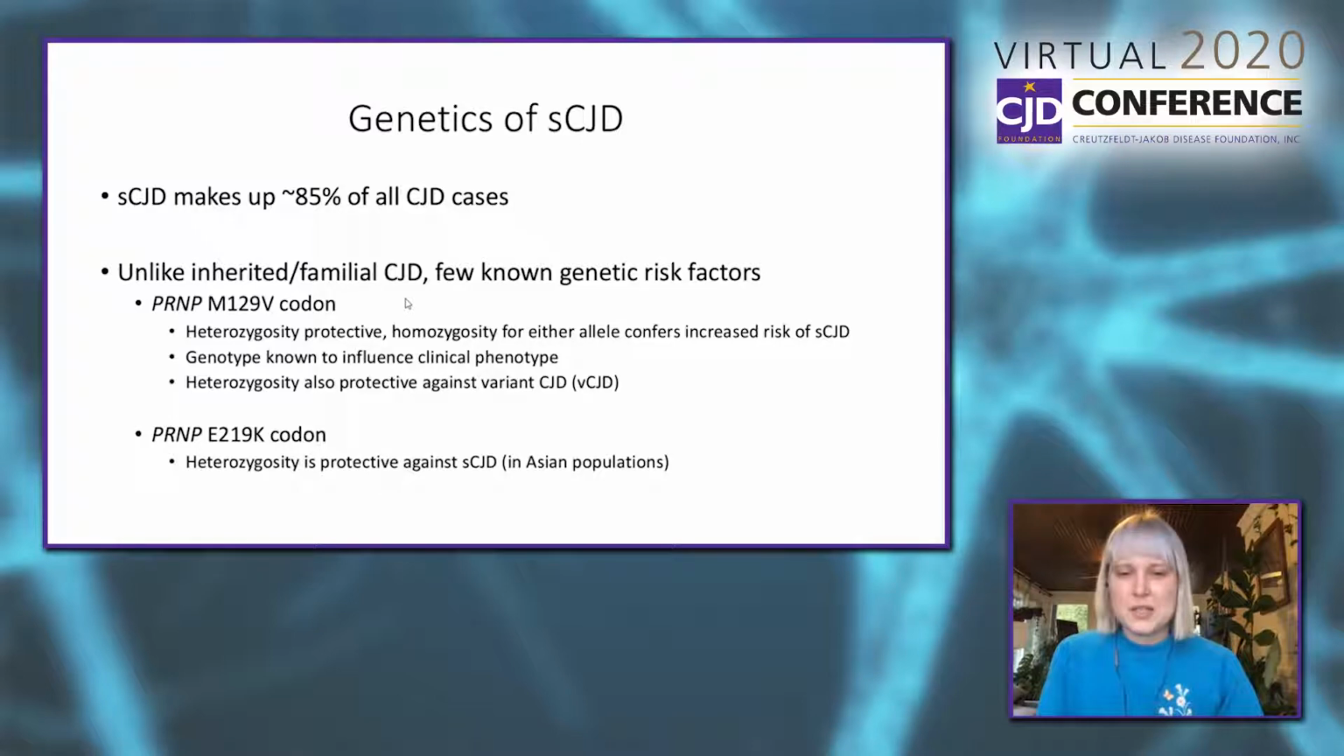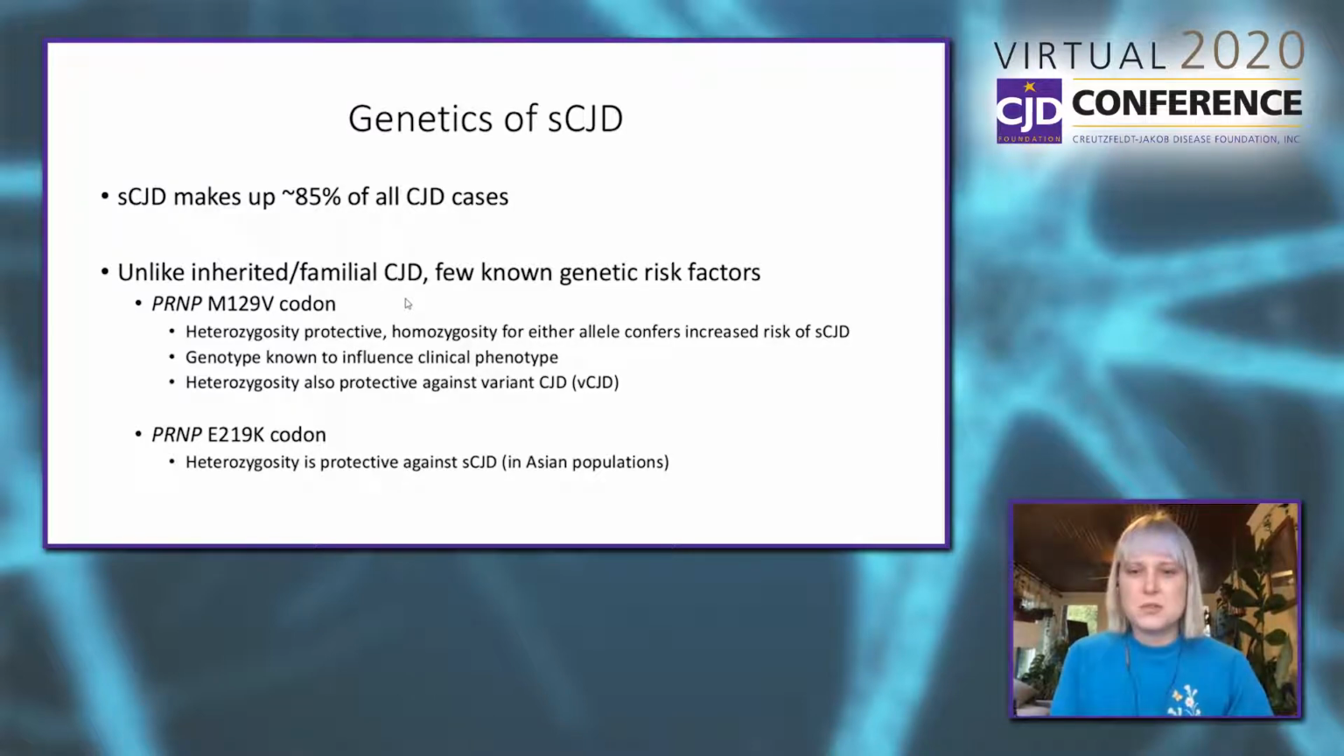So as some of you might know, sporadic CJD makes up the majority of all CJD cases at about 85%. However, unlike inherited CJD, there are a few known genetic risk factors, the most famous of which is the M129V codon in the PRNP gene. And it's been shown that heterozygosity at this locus is protective against sporadic CJD, while homozygosity for either allele confers increased risk. The genotype is also known to influence the clinical phenotype, for example, with the subtypes of sporadic CJD.